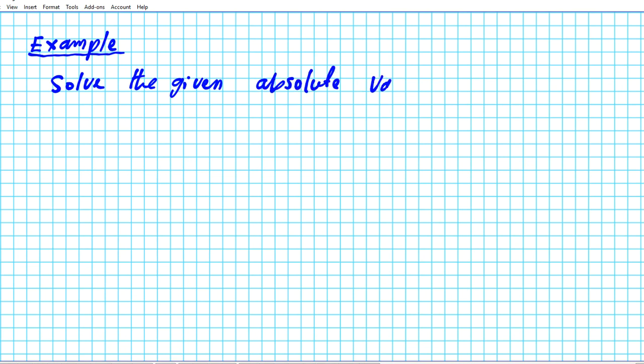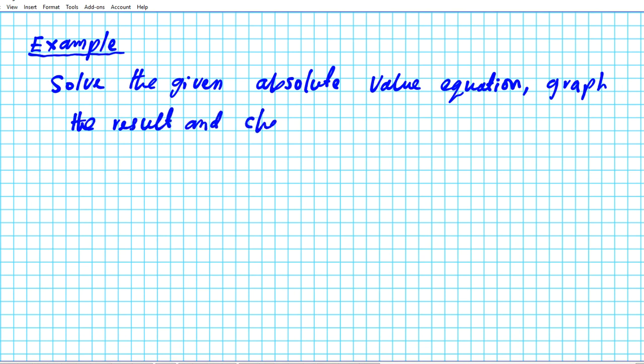All right, let's go ahead and try out an example. The instructions are: solve the given absolute value equation, solve, graph the result, and check your answer. Okay, and check. So we're going to solve, graph, and check.